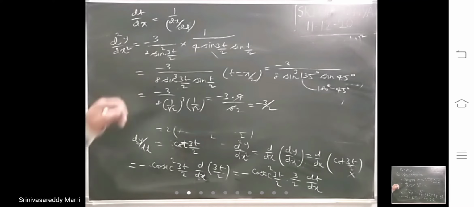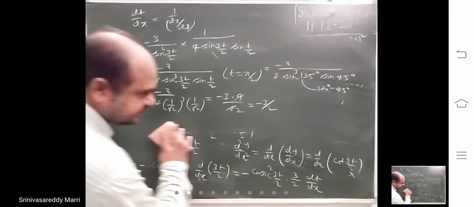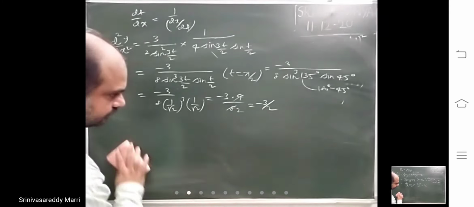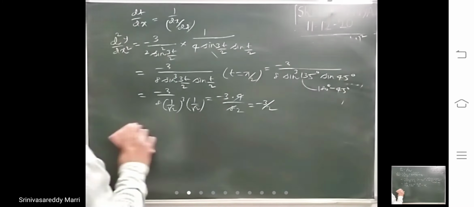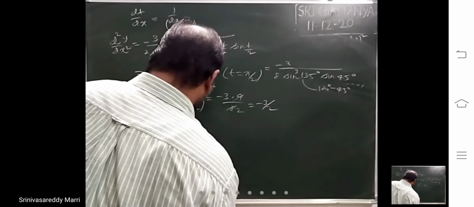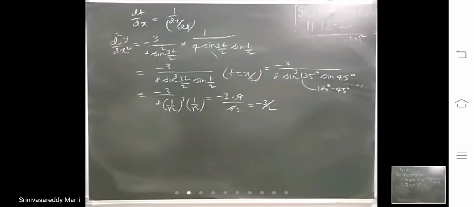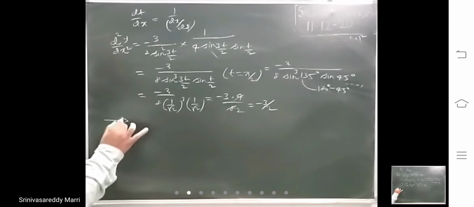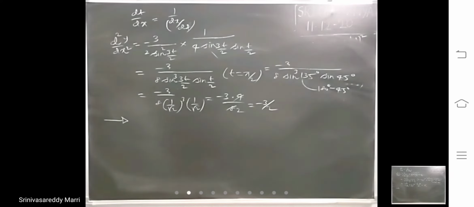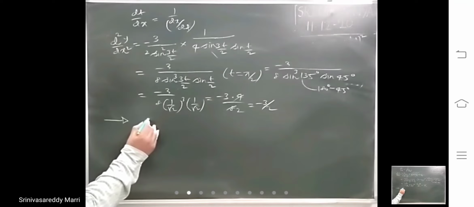So when parametric equations are given, how to find d square y by dx square? This is next. Look at it. So another model problem will be like this. Look at it. Now whatever I am telling are important models in higher order derivatives. Look at it. We will give like this.